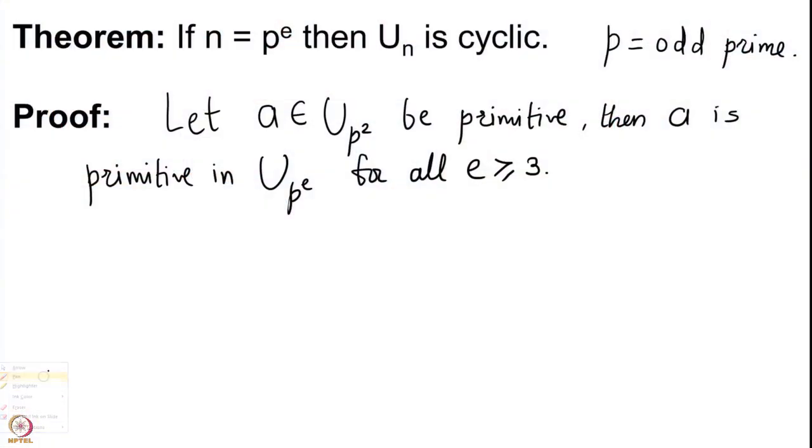When we looked at the case of U p square and we started with a primitive root modulo p, we had to deal with the possibility that the element will not remain primitive mod p square. There is no more such possibility. Any a which is primitive mod p square is going to remain primitive mod p power e for e bigger than or equal to 3, and the proof uses induction.